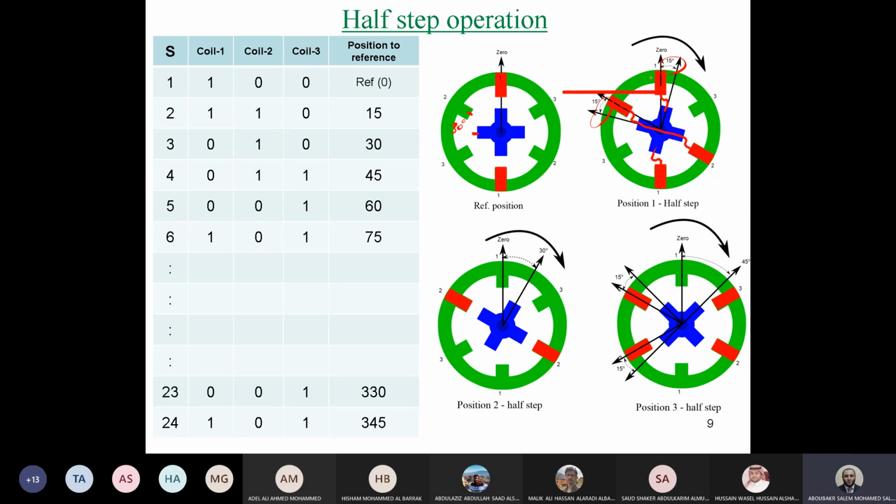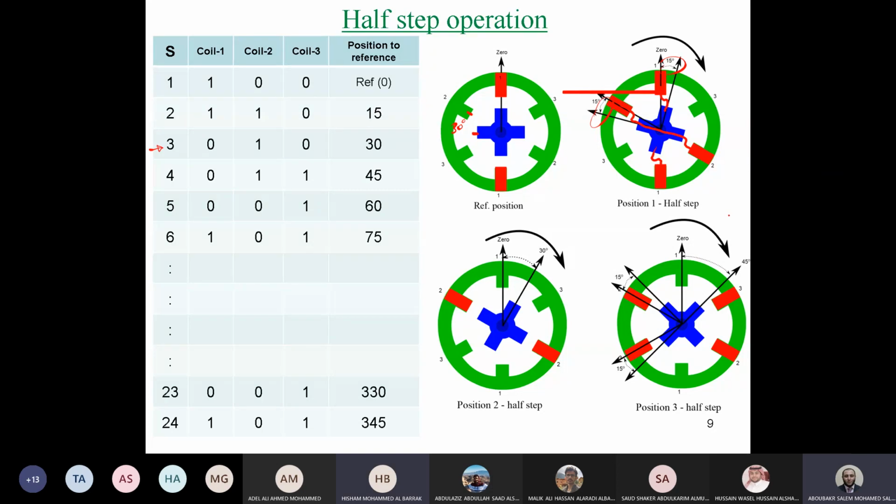Of course, if you now de-energize coil number 1, you will move another 15 degrees, which is the same as step number 2 in case of full step operation. Okay, guys? Is it clear? Any questions, guys, about the half step? I mean, is the half step operation clear now?